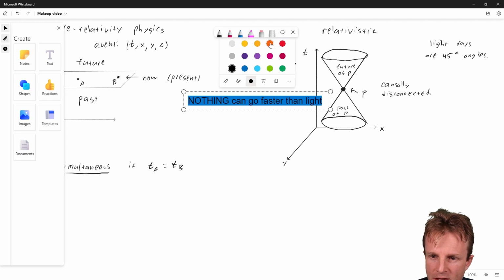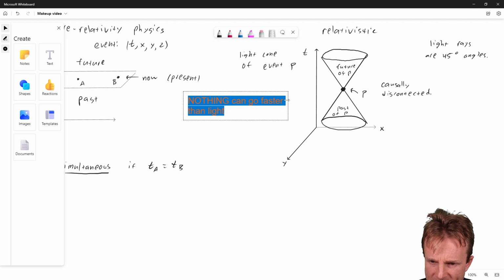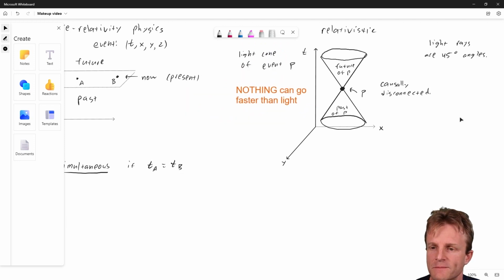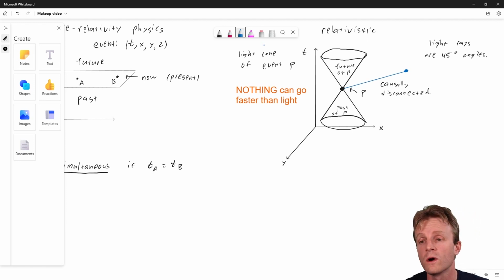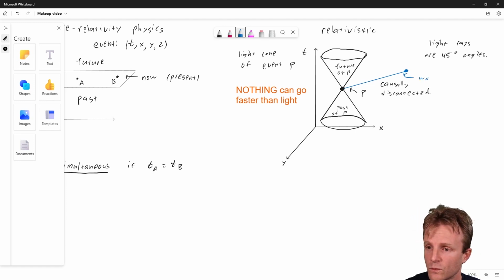So, no signal, certainly no information, can go faster than light. And so, based on that, that's why we only call things that are reachable by a signal going slower than light to be the future of P. All right? For example, it would definitely not be in the future of P in any meaningful sense if you were out here. Because to get there, you'd have to draw a line that was more horizontal than vertical. Okay, not 45 degrees. So this line would be faster than light.